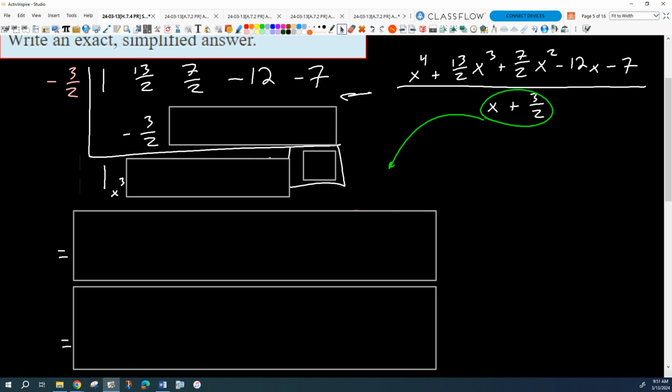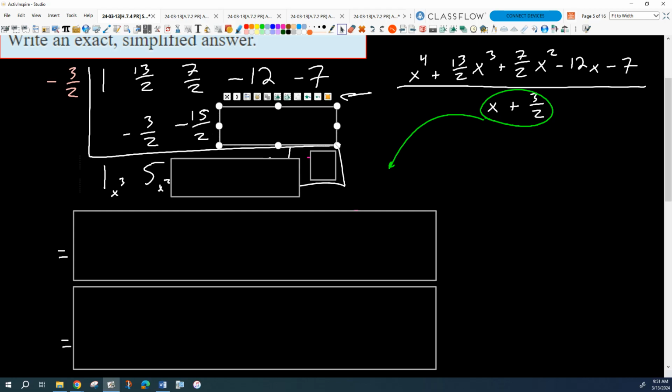Multiply. 1 times negative 3/2 is negative 3/2 plus 13/2 is 10/2, which is 5. Okay, good. So that's convenient. Okay, now what? Multiply, which gives me negative 15/2. Maybe I'll just get rid of these things.